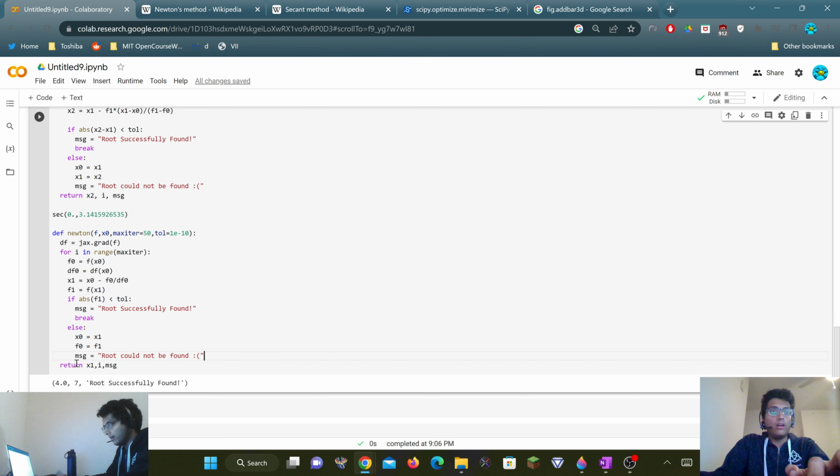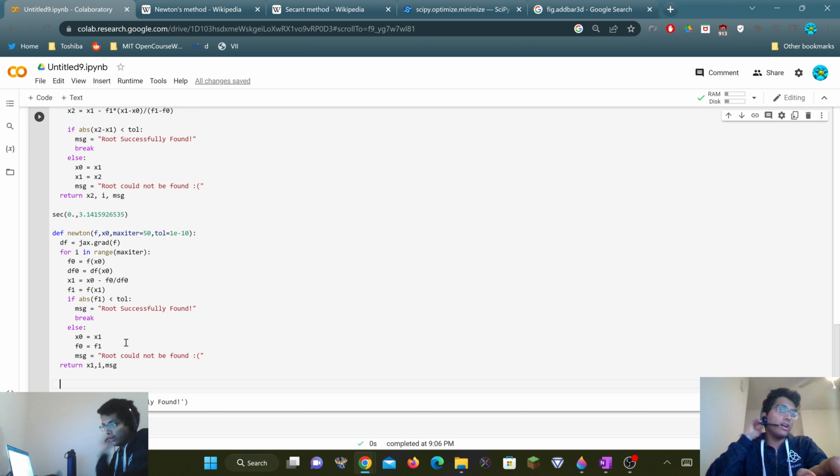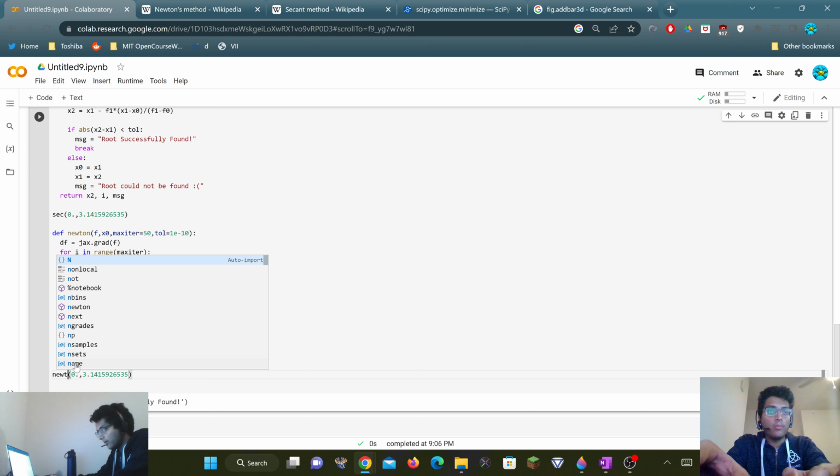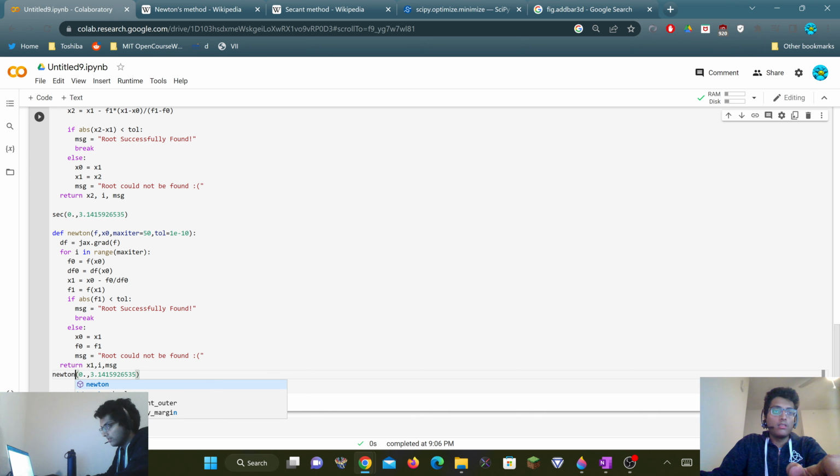So remember, the secant method took 7 iterations to find it. So I'm going to put in the exact same conditions, but I'm going to do Newton this time. Oh, but I only need one guess. So I guess we can't really compare it. Let me guess 3.14159 like this.